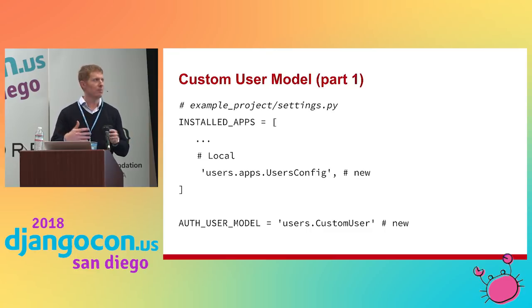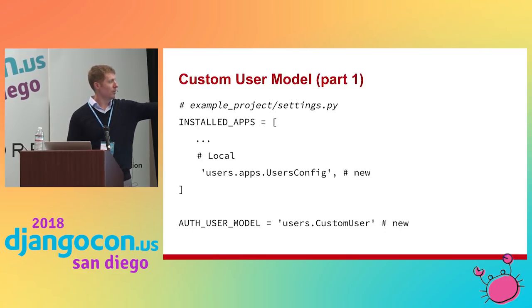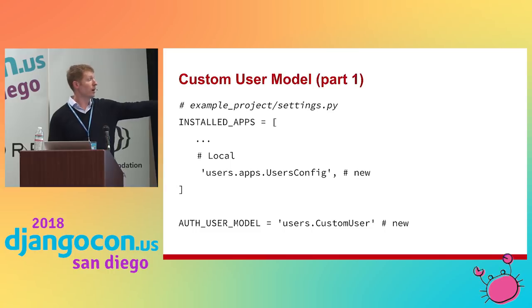And I understand you want to keep it simple, but you can really simply implement a custom user model up front. This is how I like to do it. So you add the users app. Down here, we say, OK, we're going to extend our, we're going to have a new model, CustomUser.